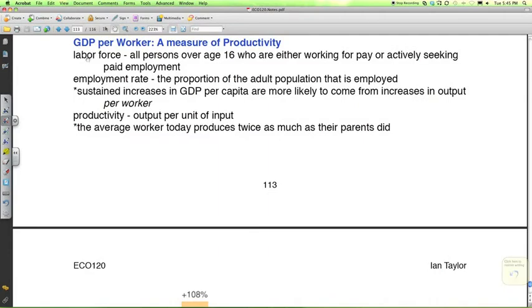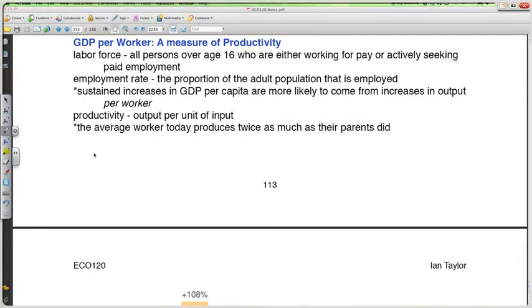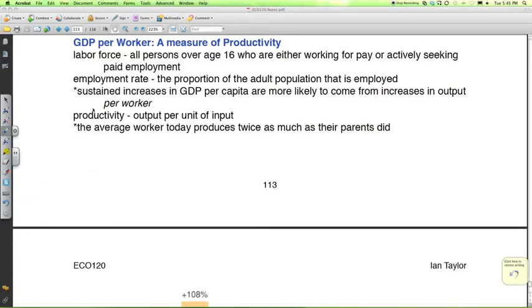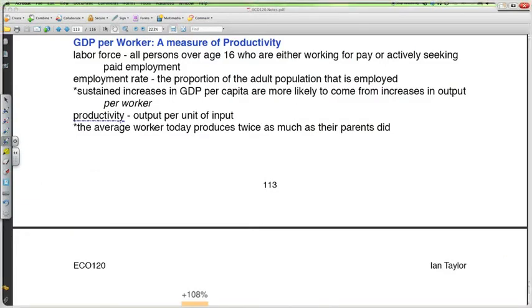If we want to measure our productivity, it is the amount of output per worker. If we're thinking about labor productivity, it's output per unit of input. If we're looking at the labor force or the worker, it'd be how much each worker brings to the table, or how much each worker produces. The labor force is all persons over age 16 who are working or actively seeking work. The employment rate is just the amount of this labor force that is employed.